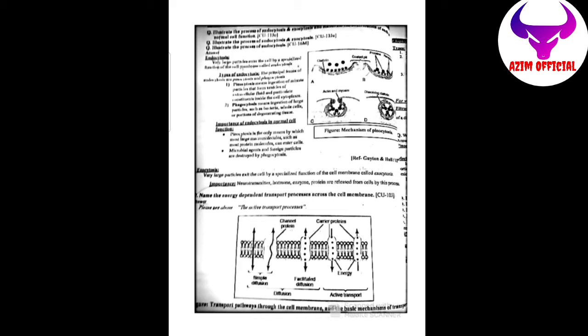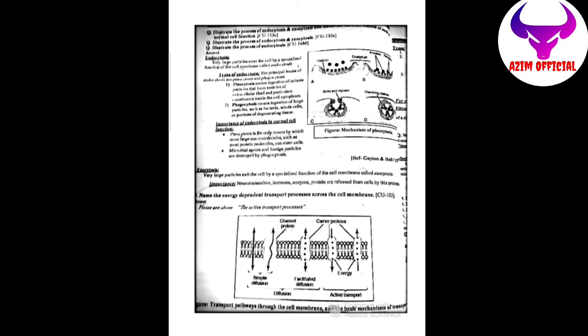Carrier protein has types: uniport and symport. The carrier protein transporting only one substance is called uniport. For example, calcium pump. It only transports calcium, so calcium pump is a uniport carrier protein. And symport, the carrier protein transporting more than one substance. For example, sodium iodide symporter and sodium glucose co-transport.